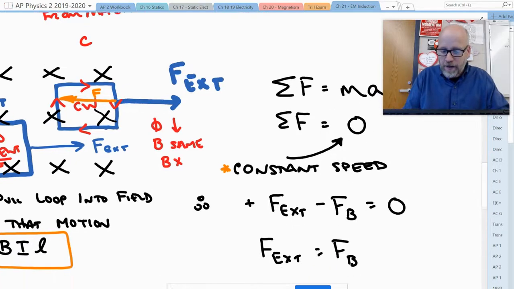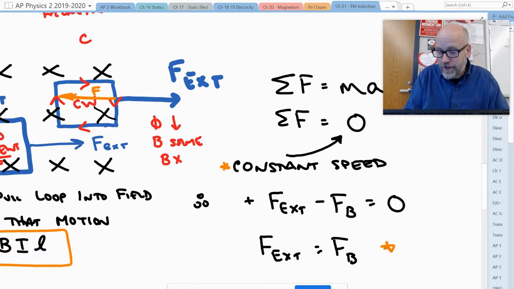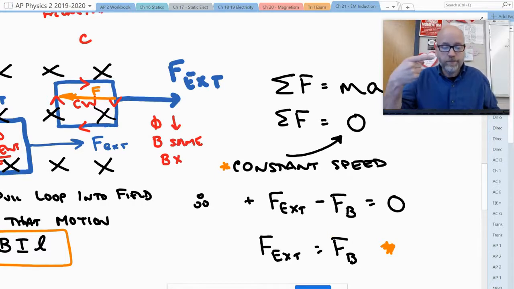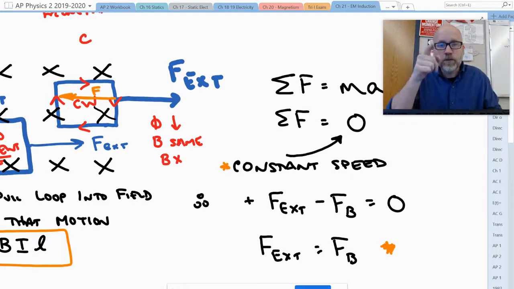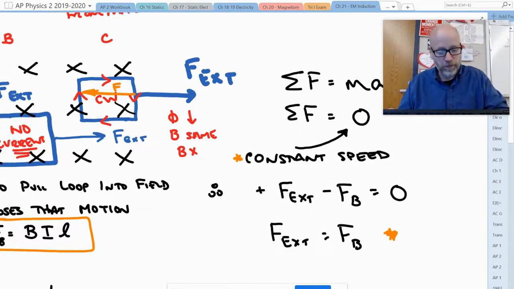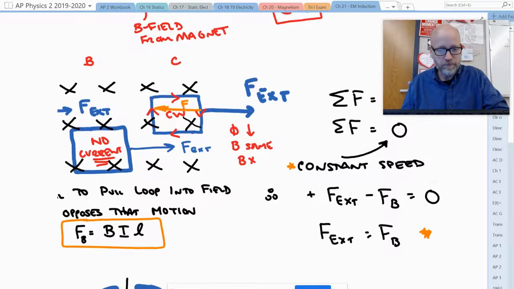So, by definition, the external force, in order to get it to travel at a constant speed, if we say right is positive, the force of the B field is negative, those two forces are going to be equal. Oh yeah, you can see how we can get some cool problems. So I hope you wrote that formula down.